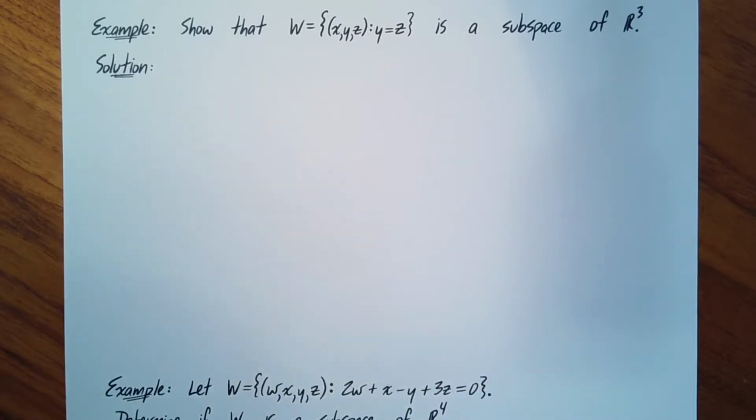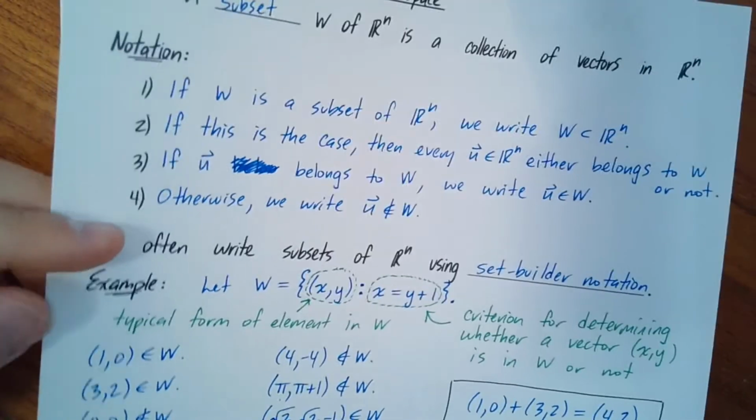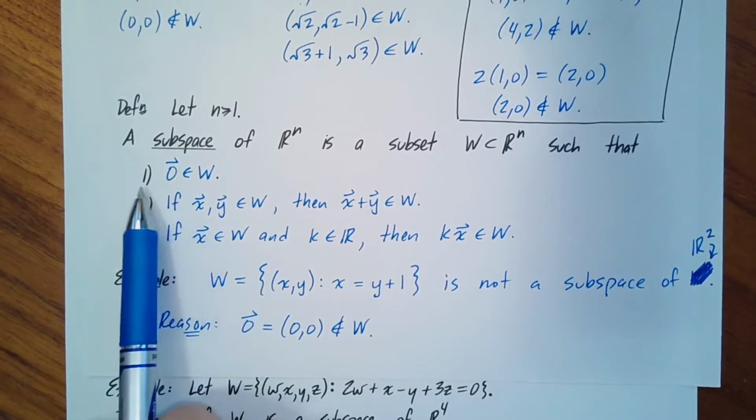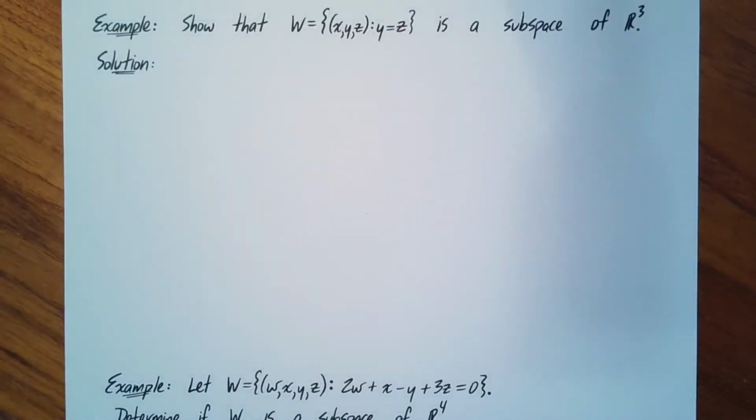But now the question is, does it satisfy the 3 conditions for a subspace? Well, remember, the first condition is that it must contain the 0 vector. Right? I'll just pull up the list of properties here at the end of last page, right? It's got to contain the 0 vector. That's property 1. Let's start by addressing that.